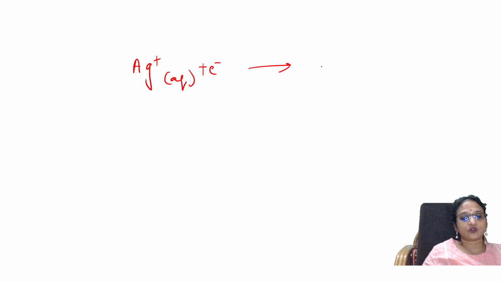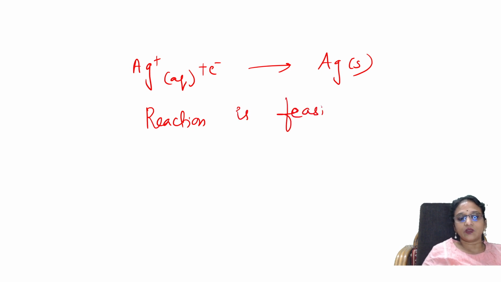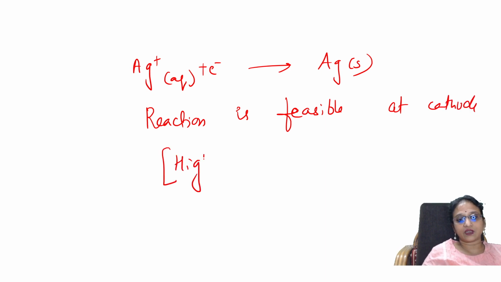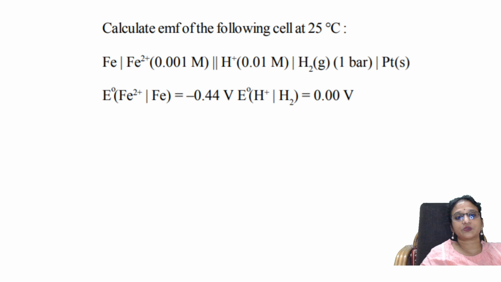So what should you remember? Here in this case, silver aqueous is taking up one electron and it is forming silver Ag. So this particular reaction, because seeing the positive SRP value, the reaction is feasible at which electrode? At cathode. Based on what? Higher SRP. Higher SRP. SRP means the positive reduction potential. Done? Very good. Next question.